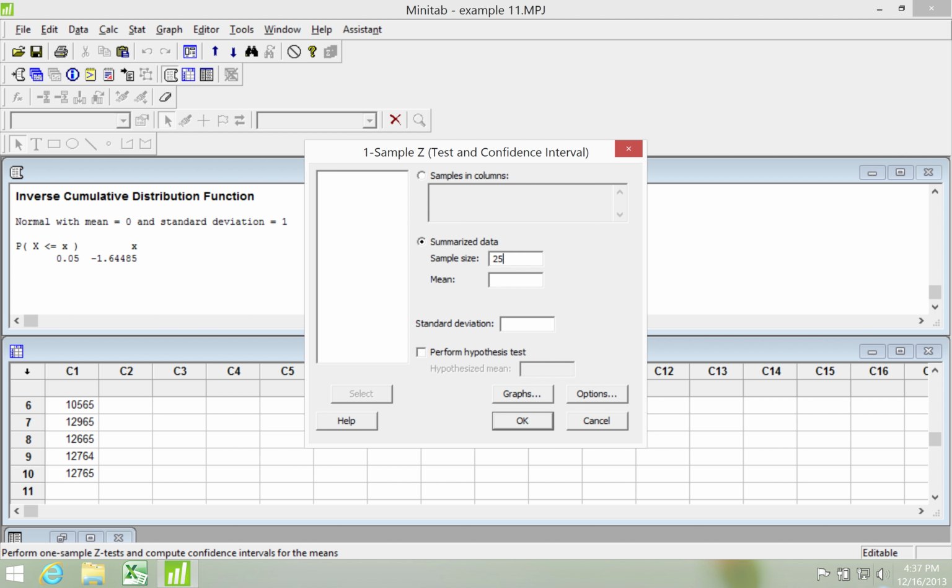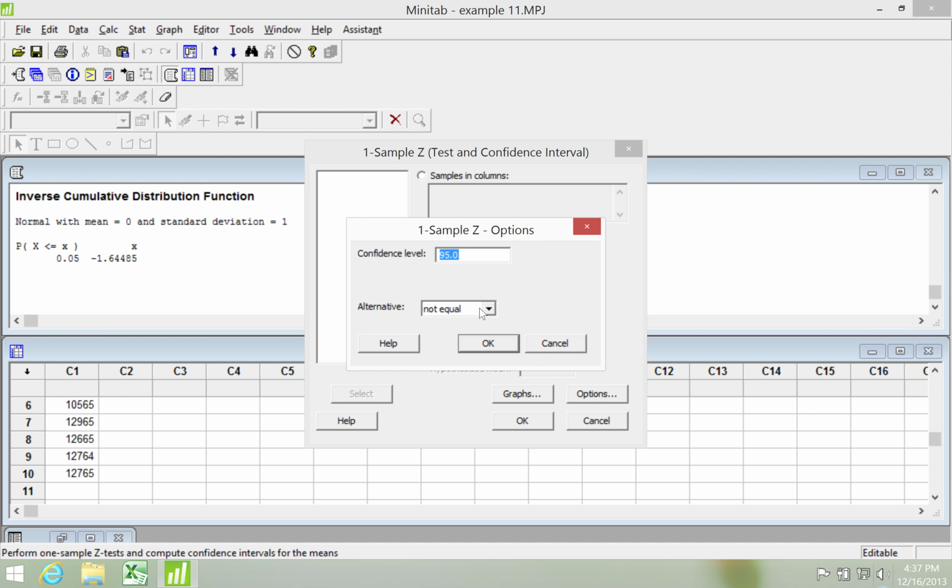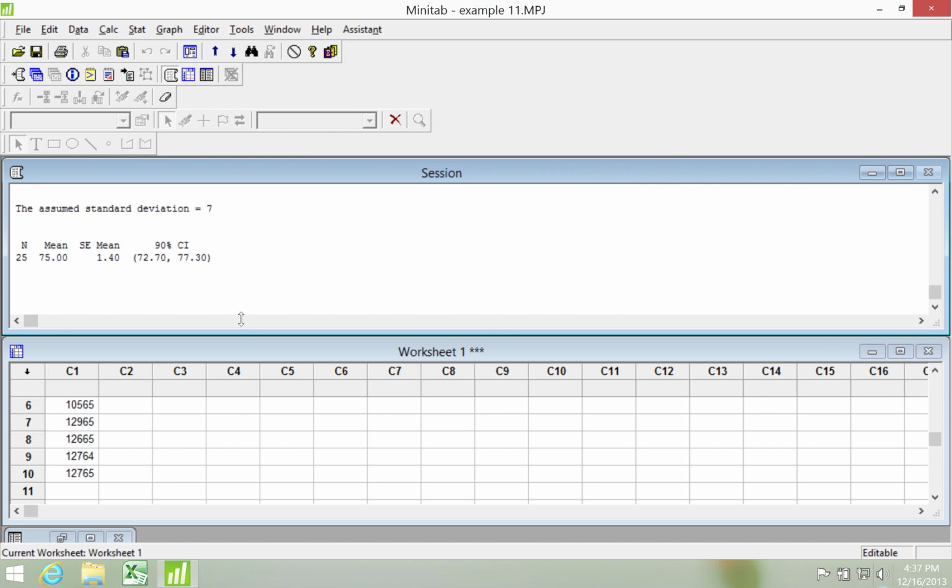The sample size was 25, the sample mean was 75, and the standard deviation was 7. If we look at our options and use a confidence level, here we were not looking for a confidence level of 95%, but a confidence level of 90%. And if you ever want a confidence interval in Minitab, always leave the alternative sign as not equal. Okay, press OK and OK, and you'll see that you can get your 90% confidence interval to be very similar to the values that we calculated here.